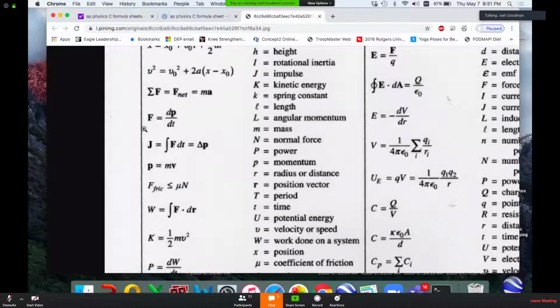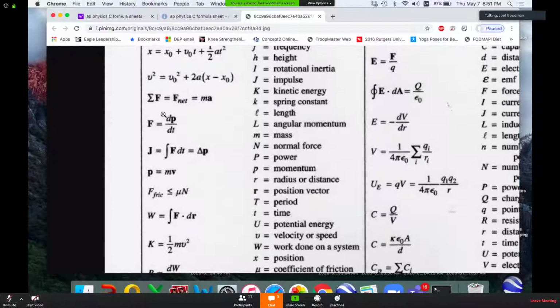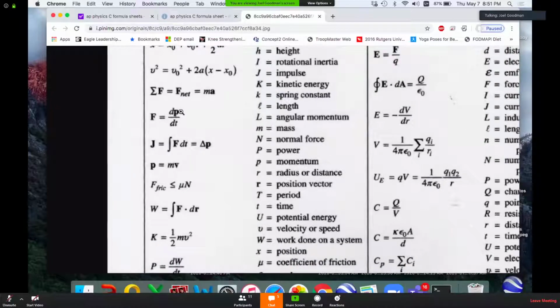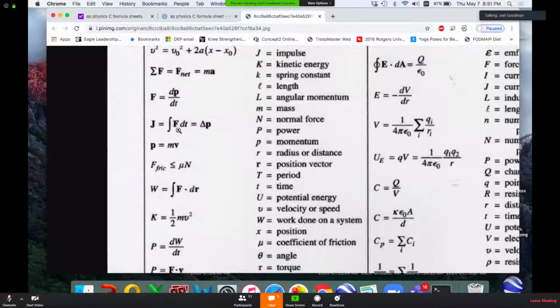Did you have any idea what this is? Is that change in momentum over change in time? Yeah, and what's that equal to? No, it's equal to force. If you brought the dt over, you'd say impulse is equal to the change in momentum. This is how Newton defined a force. We all say force is ma. He actually defined it as the change in momentum over the change in time.